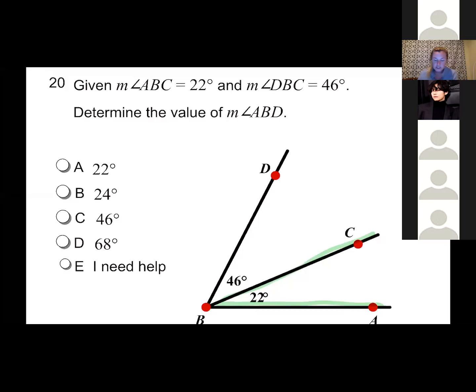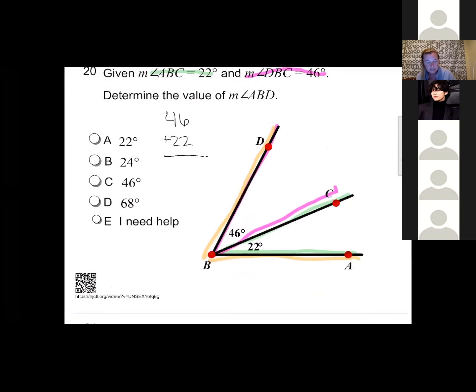So question number 20, it says angle ABC is 22 degrees, which I've outlined in green. And then we have DBC, so I'm going to outline that one in pink. I'm not going to outline all of these for every single one, but today for this question I will. It wants us to find ABD, which is the one in orange. Well, if we take the two insides, which are 46 and 22, we can add them together to get the total.